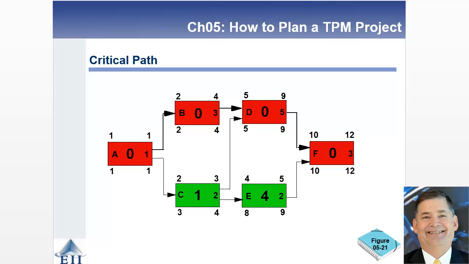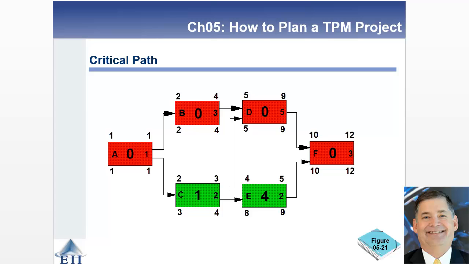When you look at the bottom, 3 minus 2 is 1, or 4 minus 3 is 1 in the case of block C. You have a slack of 1, and you're indicating that with a 1 in the middle. You have some wiggle room there. And when you look at E, the same thing happens. 8 minus 4 is 4, or 9 minus 5 is 4. So that allows you to calculate the slack associated with a particular project.